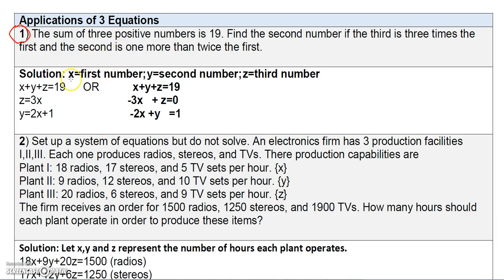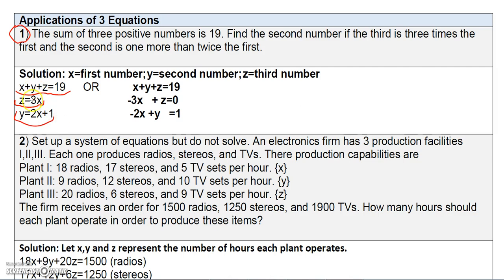So here we'll let x be the first number, y the second number, and z be the third number. So since we know their sum is 19, we can say x plus y plus z is 19. The third number is 3 times the first, so the third number, which is z, is 3x. And then the second number, which is y, is 1 more than twice the first. So y would equal 2x plus 1.